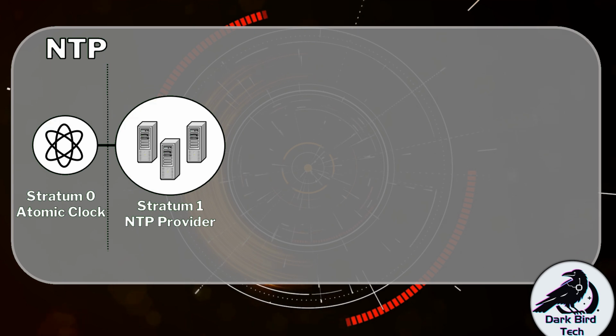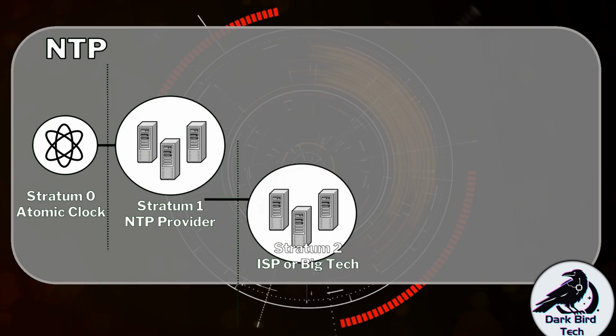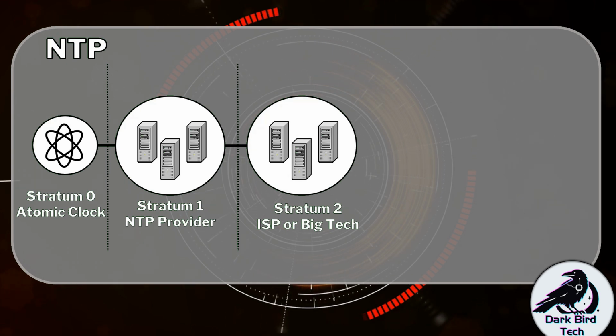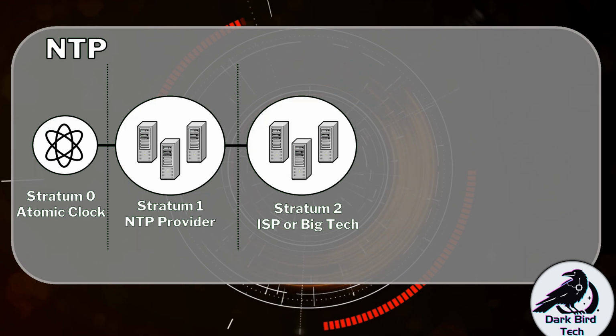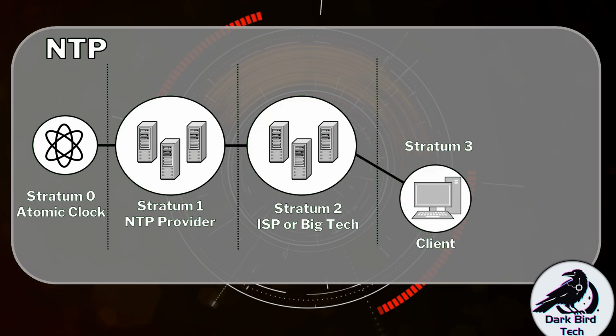The problem though with a Stratum 1 server is usually it's got very, very accurate time, but it's not normally very good at handling large volumes of requests. So usually what happens is the organizations that run these servers will work with Stratum 2 providers, usually service providers or big tech companies who have got the capacity to handle a large volume of requests. And that is normally the entity that we, the clients at Stratum 3, will engage with. Now that is if you are going to use a public NTP server.